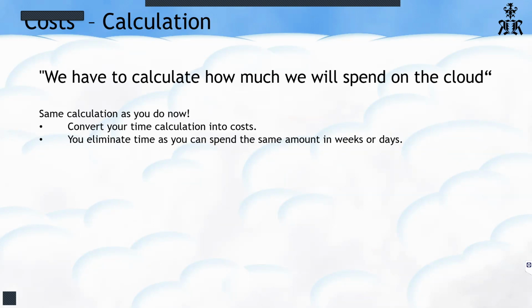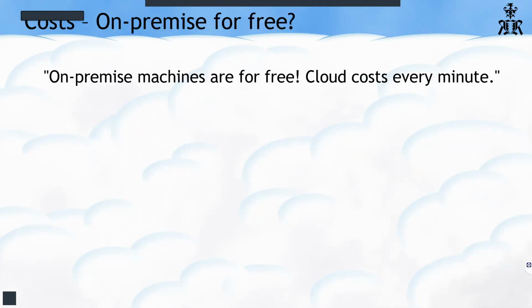Producers, but now we have to calculate how much time, how much money we will spend on the cloud. But you do the same calculations now, because now you calculate, okay, this project takes 1 month on our render farm, and you just convert that time into costs. But the advantage is you can eliminate the time completely, because you can use one machine for 10 days or 10 machines for 1 day. The costs are the same. The calculation is the same. So that's not an issue.